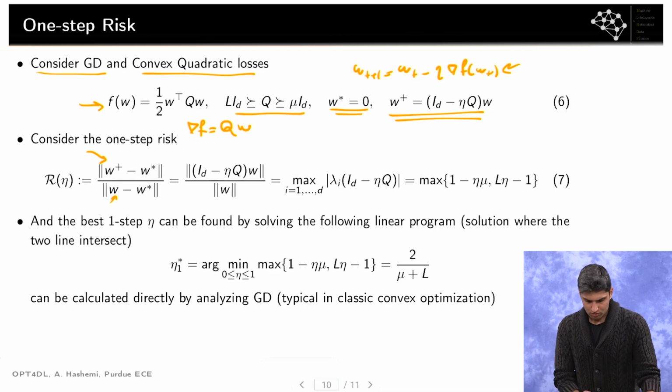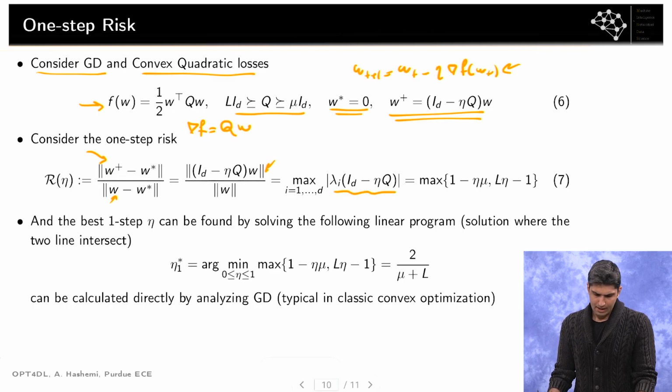In this case things are very simple. W star is actually 0. So we are talking about the norm of W plus divided by the norm of W. I know what W plus is, so I plug it in here. Now this, from linear algebra, is called the operator norm, or the maximum eigenvalue. So this will be nothing but the maximum eigenvalue of this matrix.